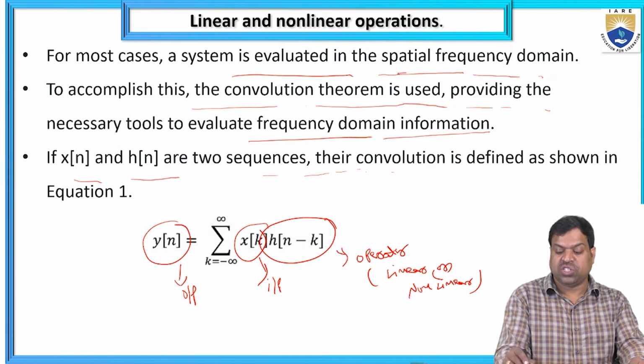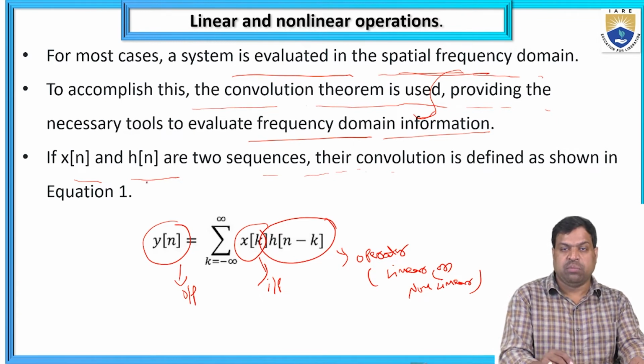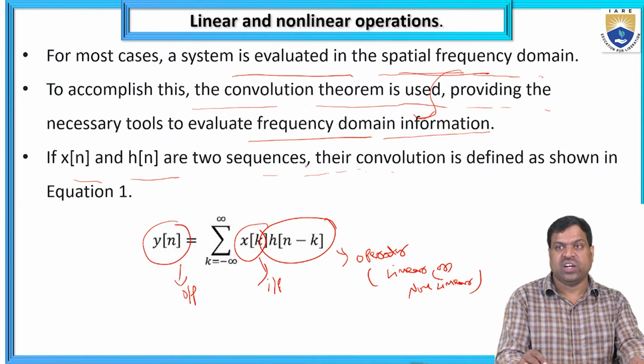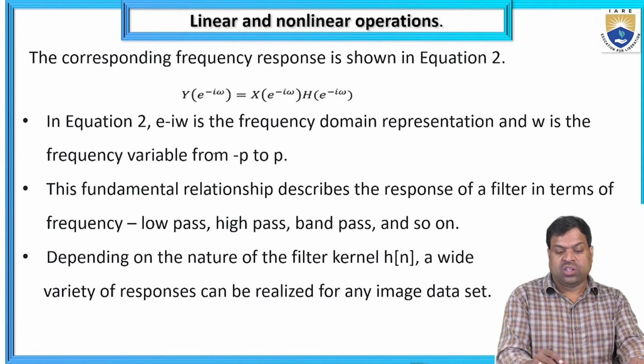So the spatial frequency is converted to frequency domain information when the image is in the form of x of n and h of n, the two sequences, and their convolution is defined as the equation y of n equal to the summation, k equal to minus infinity to infinity, of the input function x of k and the operator h of n minus k. So the corresponding frequency response is in equation 2.